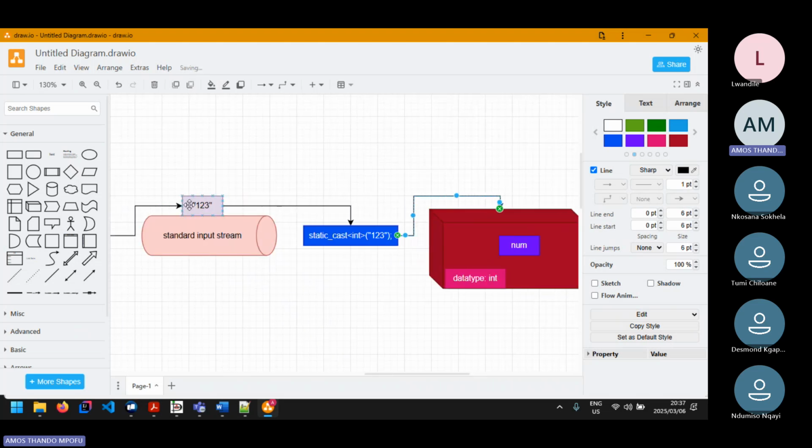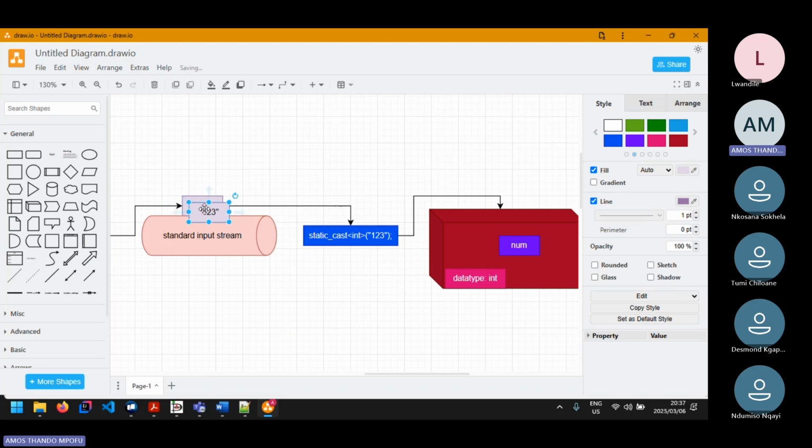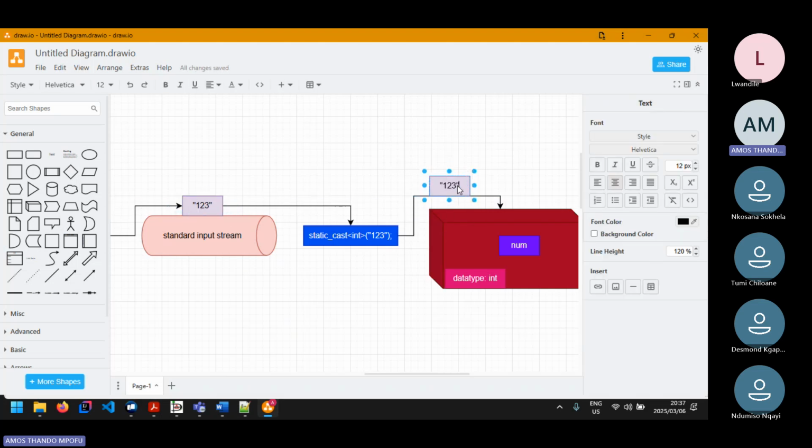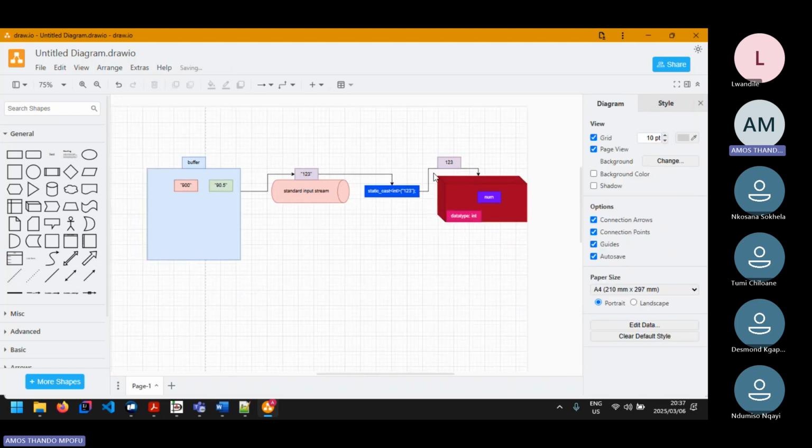box. So by the time it gets to the box, so there's the number. By the time it gets to the box, it's now an integer. So basically, that casting will simply remove the double quotes. And then by the time it gets into the box labeled num, it's now an integer.